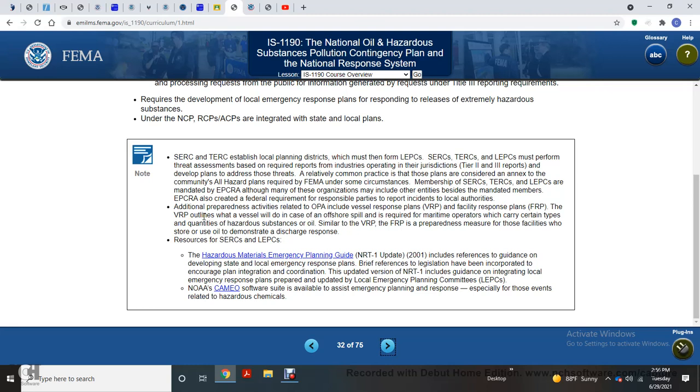Research of the State Emergency Response Commission, Local Emergency Response Commission, the Hazardous Materials Emergency Planning Guide, NRT-1, 2001, includes references, guidance, state and local emergency response plans, and brief references to legislation incorporated with emergency planning, integration, and coordination. The updated version of the NRT-1 includes the guidance of the integrated local emergency response plan, and updated local emergency planning committees. The NOAA CAMEO software suite is available to assist emergency planning and response, especially for those with related hazardous chemicals.